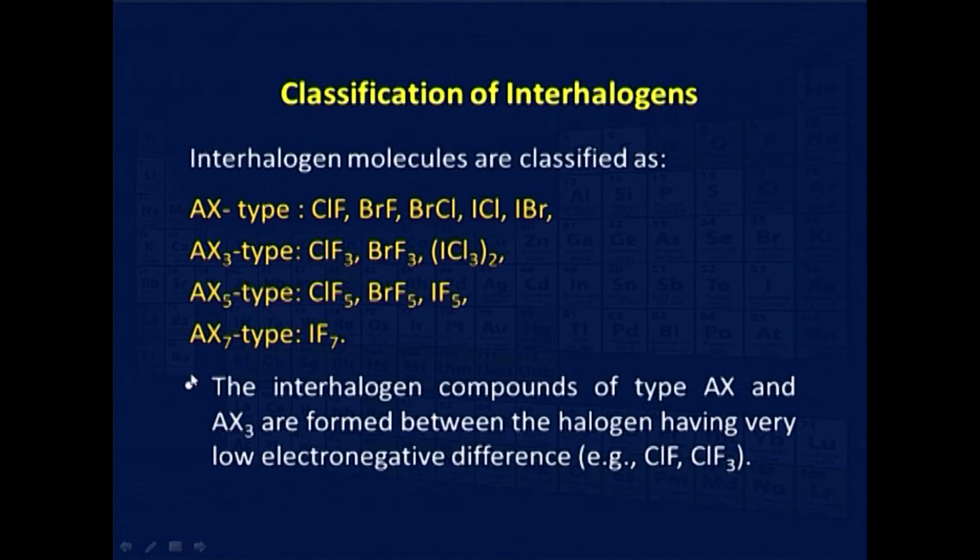And it is the AX7 type of interhalogen, iodine heptafluoride. The interhalogen compounds of type AX and AX3, these two types, are found between halogens having very low electronegativity difference, particularly between chlorine and fluorine.